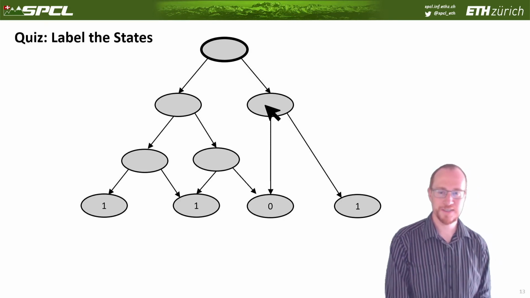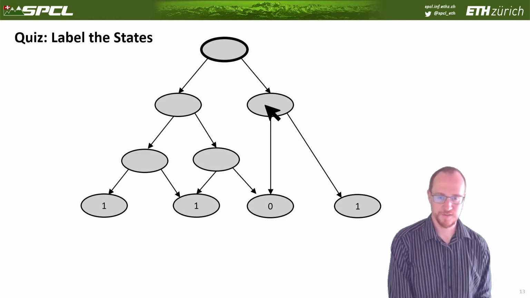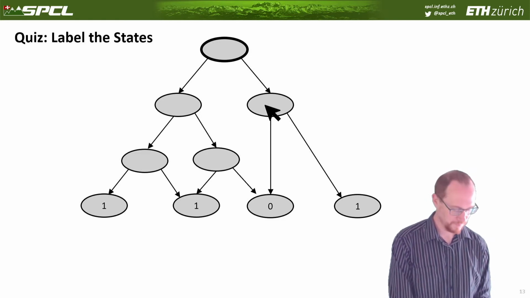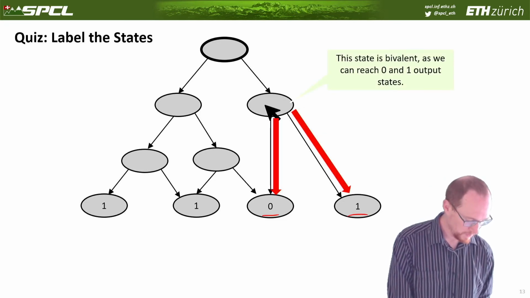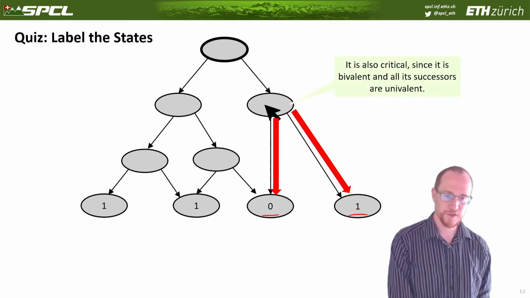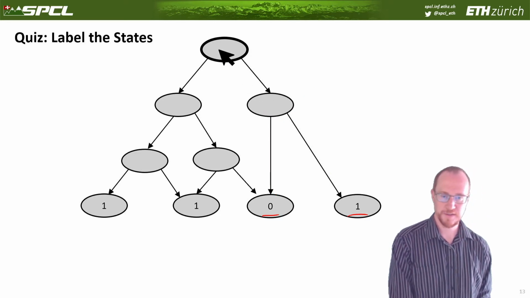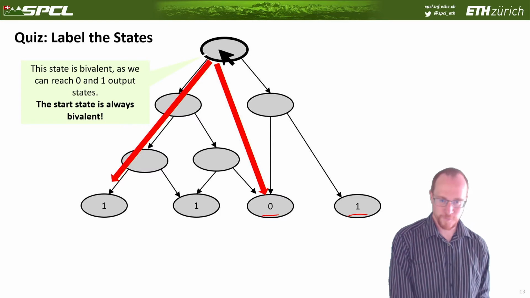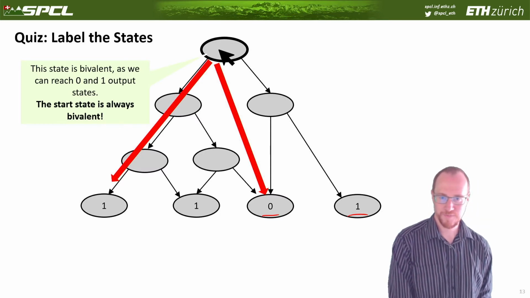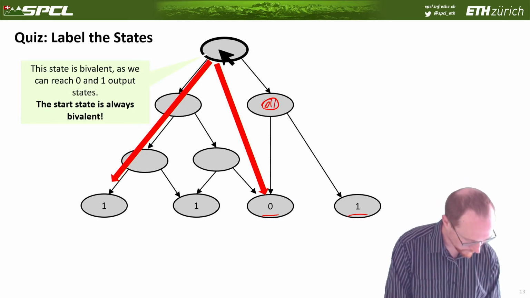So now let's move up to this state. Is this a univalent or bivalent state? And is this critical or not? Well, it is bivalent because you can reach 0 and 1. And it is also critical because both of these children states are univalent. Okay, so let's talk about this state here. Well, this is the initial state. It's bivalent, of course, because the initial state is always bivalent, as I proved, but it's not critical because this state here is not univalent, right? It had this 0 or 1.